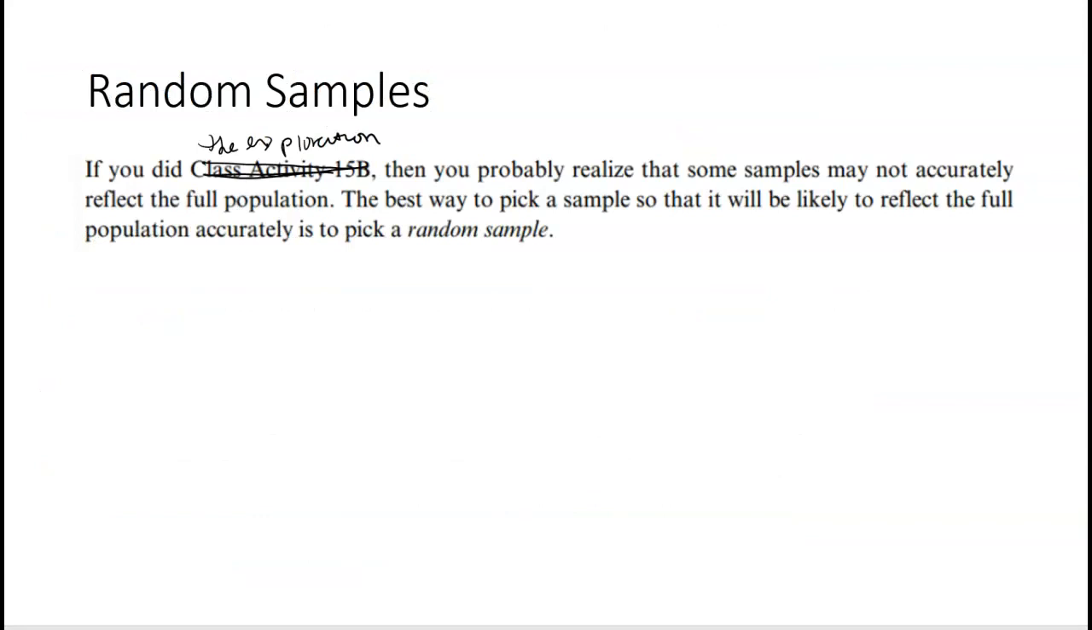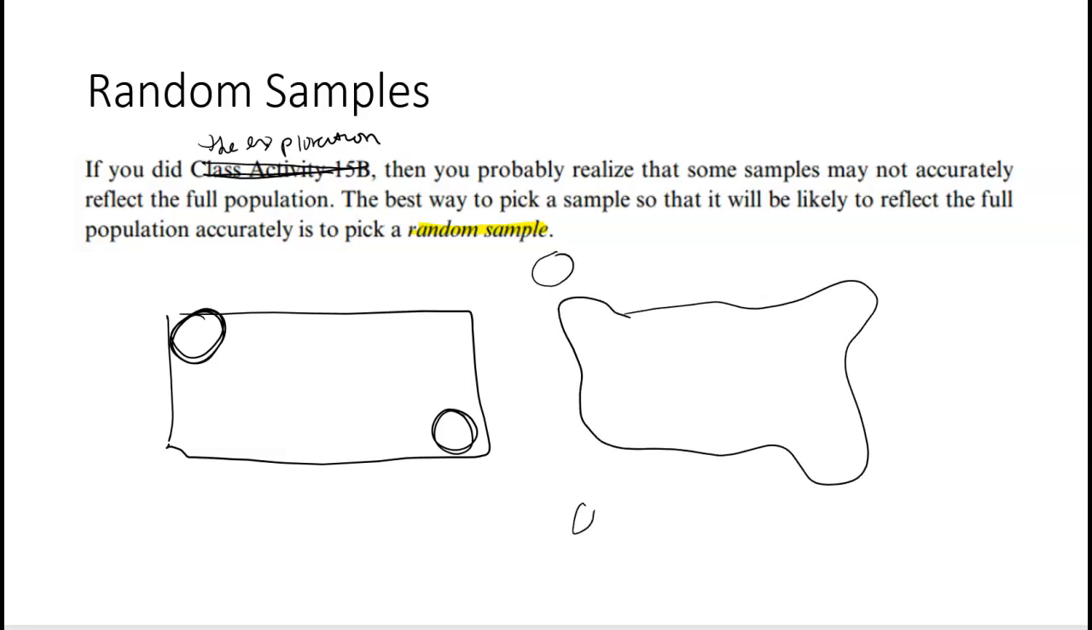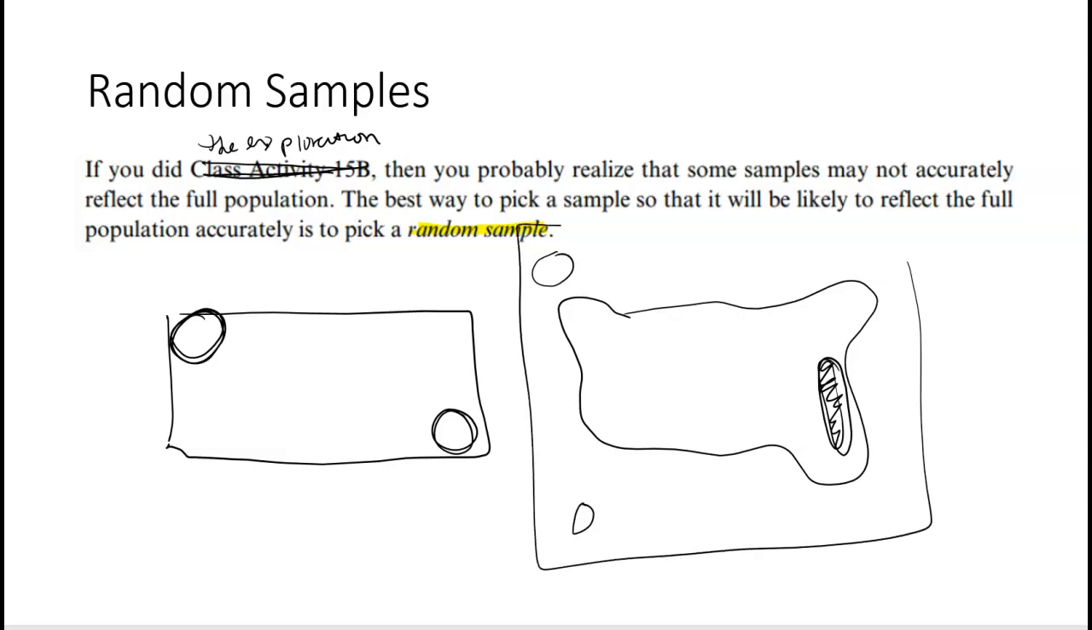If you did the exploration, then you probably realized that some samples may not accurately reflect the full population. And the best way to pick a sample so that it will be likely to reflect the full population accurately is to pick a random sample. So for those cornfields, if we've got a field of corn and our population is all the corn, a random sample would not be every corn in this corner here, because maybe that corner gets different sunlight than back here. Same thing if we were thinking about the United States. If we only pick a sample from, say, right here, then we're not going to get a representative of the full population of everybody.